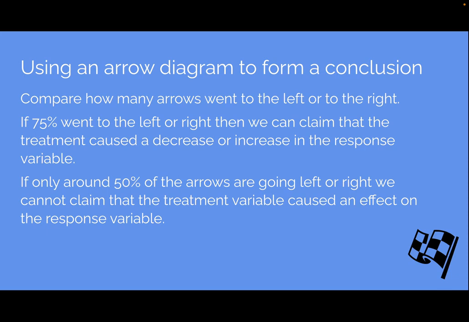But if only around 50% of the arrows are going left or right, we can't claim that the treatment caused an effect because those results aren't convincing enough to claim they didn't happen by chance. So you have to have 75% or higher going left or right to show a decrease or an increase in order to make a claim that the treatment variable caused a decrease or an increase in the response variable. So that's your arrow diagram.